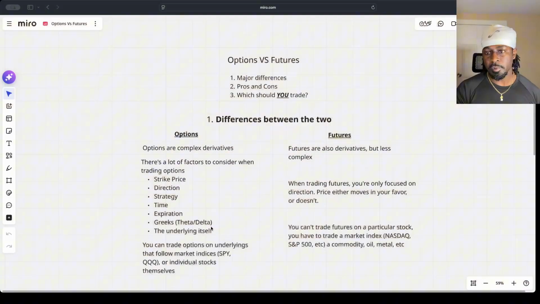But in this video, we're going to be talking about the major differences between the two, pros and cons, and which one you should trade. So I'm not going to waste too much of y'all's time. Let's just jump right into it, okay? Cool. So, differences between the two.